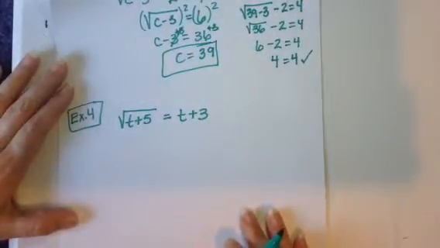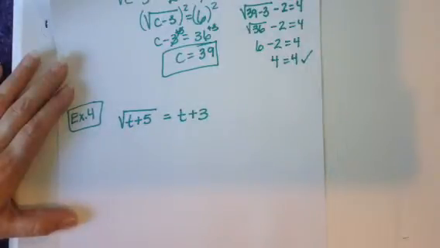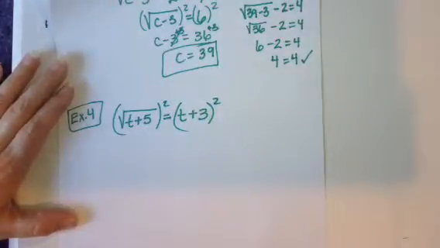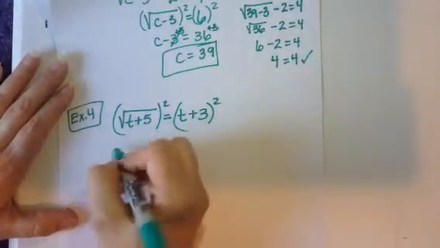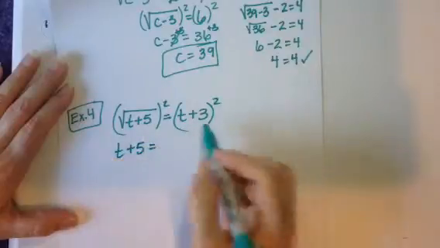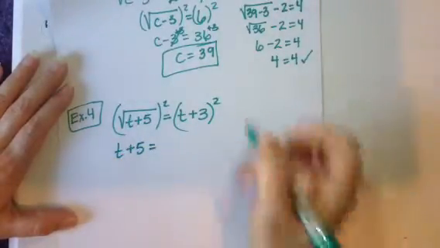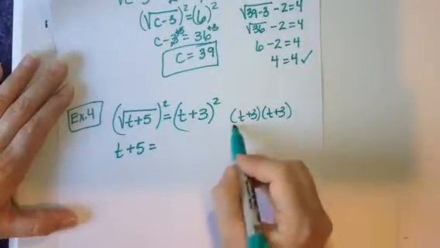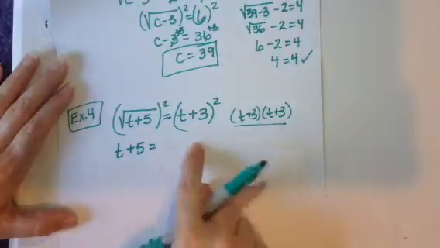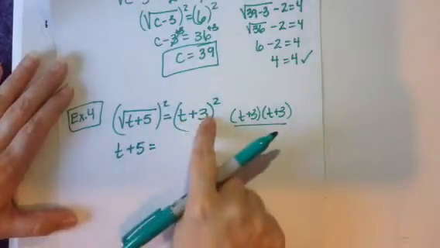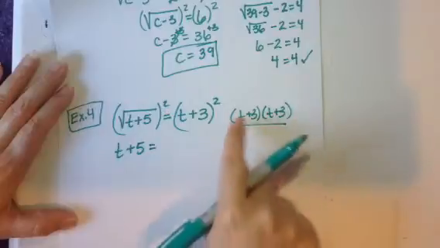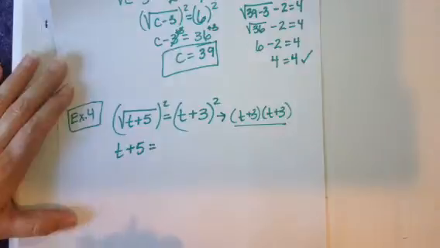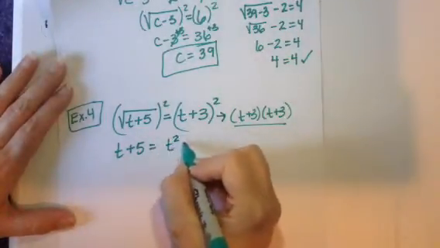Now this one, the radical is isolated on one side by itself, so step 1 is done. I move straight to step 2, which is squaring both sides. When I square the left side, I get t plus 5. Now, squaring a binomial means this, FOIL. So I'm going to have to actually do this math and place my answer right here. It is not t squared plus 9. That is not a true statement. t plus 3 squared means t plus 3 times t plus 3. So when I FOIL, I get this.